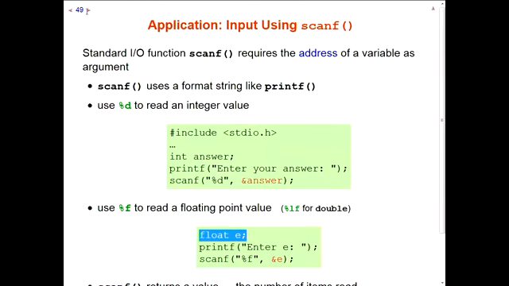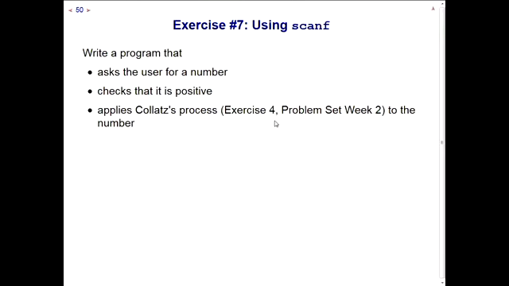And as a simple exercise, I wanted to look at a program that asks the user for a number using exactly this structure, checks whether a correct number has been entered and whether this number is positive, and then applies a process that you should have seen if you've done the homework for last week, a process that is taking a number and rewriting it, replacing it by another number depending on whether the number is odd or even until 1 is reached, which is also known as Collatz's process, named after the mathematician who invented this.